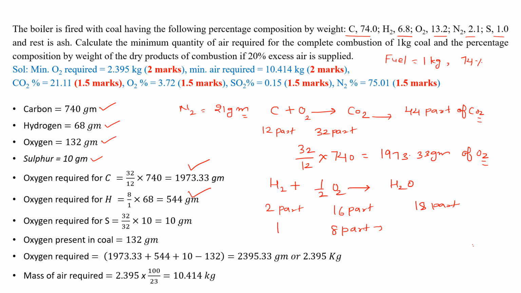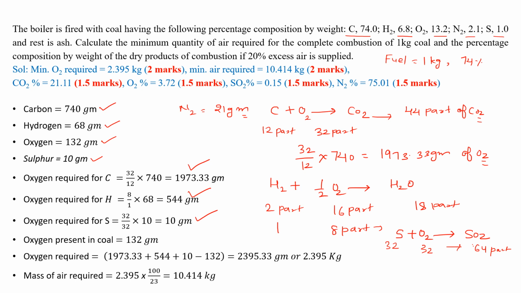The next equation is for the sulfur. Sulfur plus oxygen converts into sulfur dioxide. So 32 part of sulfur reacts with 32 part of oxygen and converts into 64 part of sulfur dioxide. So for one equivalent of sulfur, one equivalent of oxygen is required. In the question, sulfur given is 10 gram, so 10 gram of oxygen is required for the sulfur.